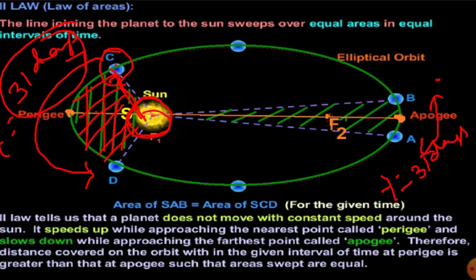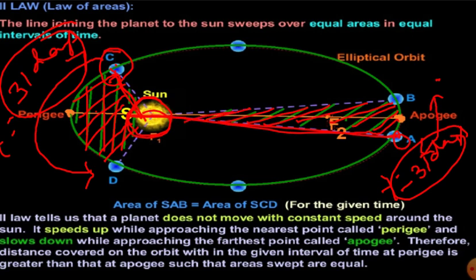So you take another 31 days somewhere here also, and the area swept by the line joining the sun and the planet is the same area that is swept by the line joining the sun and the planet at some other part of the orbit.